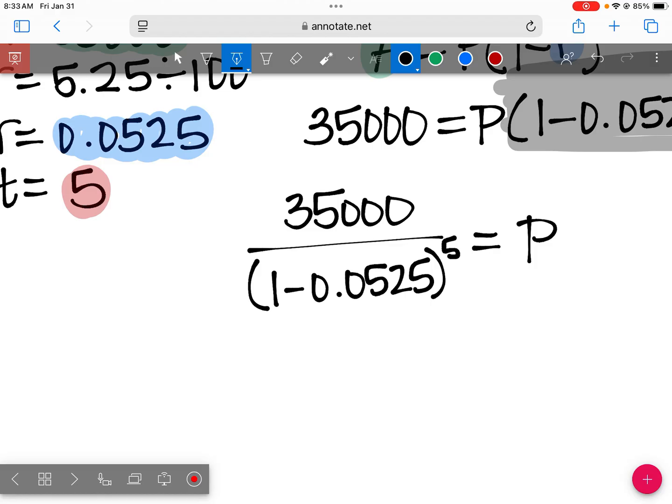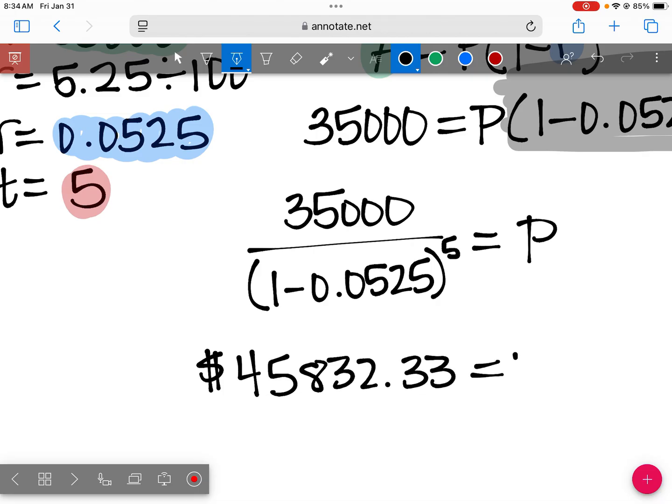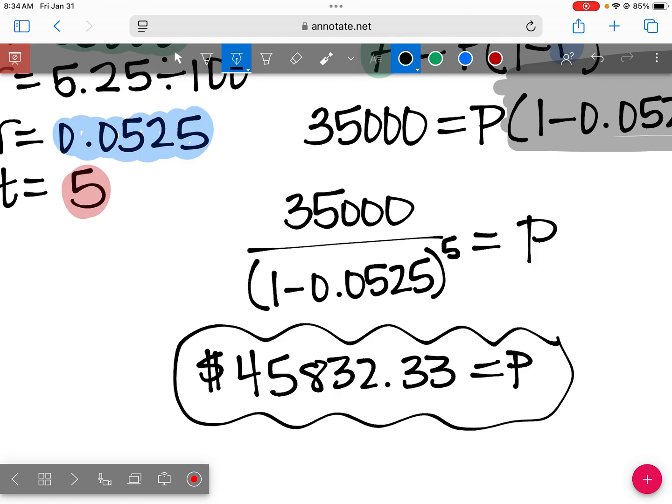So you should get 45,832 dollars and 33 cents. That is your starting amount. Any questions about how to use your calculator or any of the numbers we got? That's not what you got? Can I see how you type it in? 35,000, 1 minus. Oh, you didn't hit the exponent key. So you see how this 5 right here? That should be an exponent. So type it in again. Clear and type it in again.